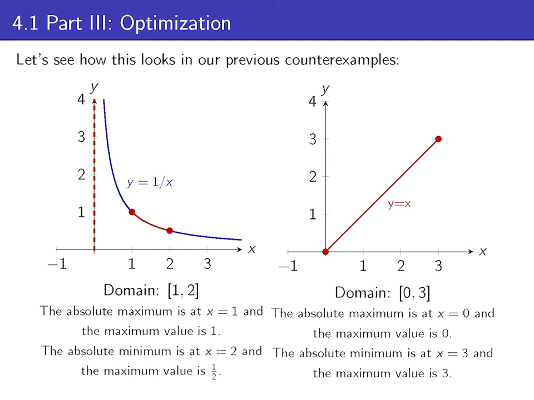So now let's revisit our counterexamples. In both cases, we'll change the domains so that they are closed intervals. Notice the graph of 1 over x is now restricted to the interval 1 to 2. This is highlighted by the red segment seen in the graph on the left. Because of this restriction, the domain avoids the vertical asymptote completely, and now the function 1 over x attains both its absolute maximum and minimum values on the new domain. Similarly, when we add the endpoints to the domain of y equals f of x, the function attains both its absolute maximum and minimum values on the new domain.